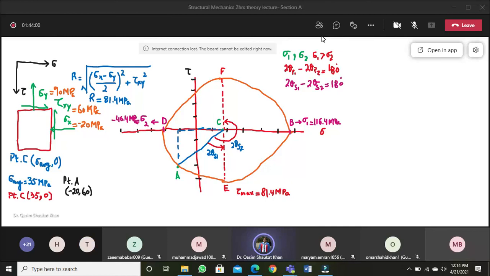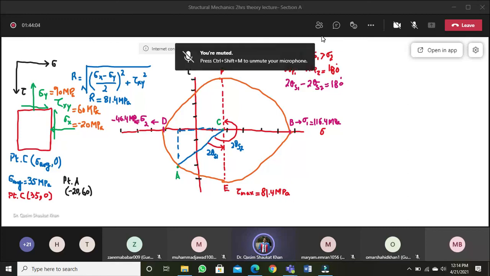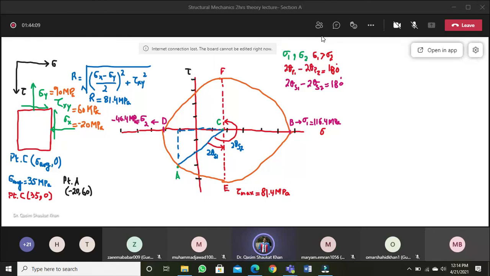Orientation of principal planes. Moving from reference plane CA towards this plane, from CA to CB, will give me 2 theta P1, and moving from the reference plane CA towards CD will give me 2 theta P2. So guys, can you please calculate the values of theta S1 and theta P1? Calculate these two values and tell me.